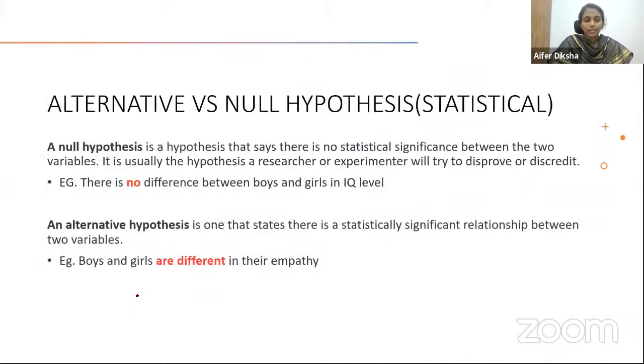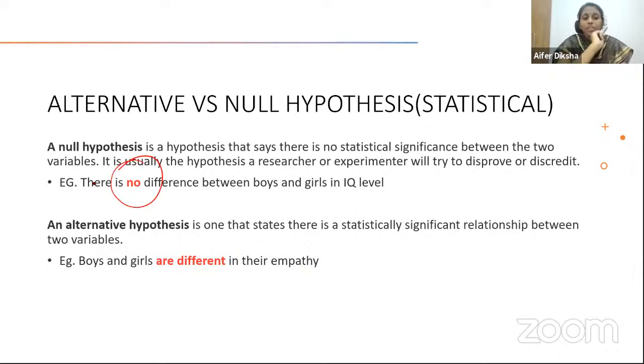We will go to that. Now, what is meant by this null and alternative hypothesis? As the name suggests, null means nothing or zero. There is no relationship between the variables. There will always be a "no" in the null hypothesis.